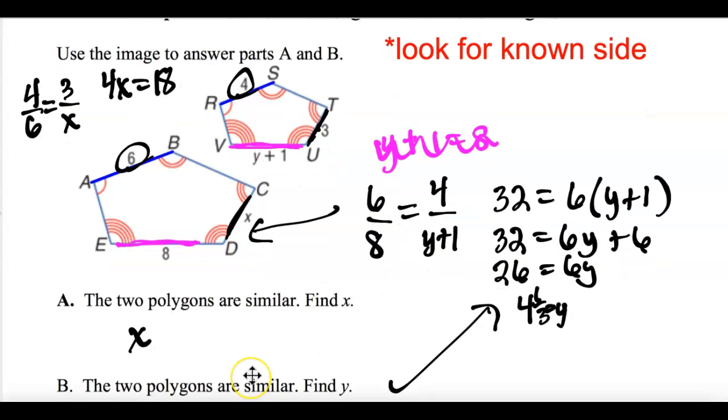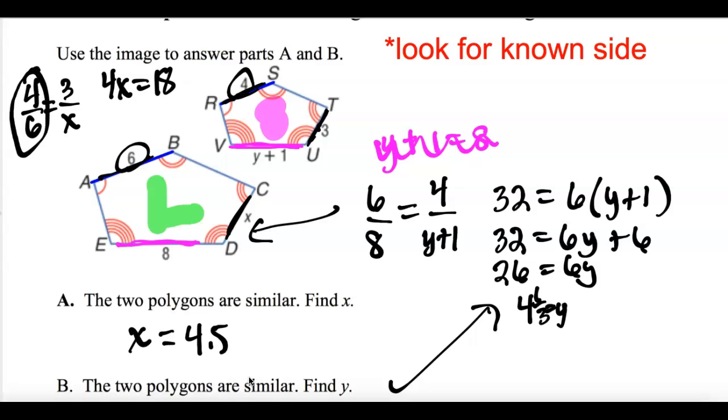So x is 4.5. Now some people will often ask, well, how do you know what goes on top or what goes on the bottom? So when you're picking the sides, okay, I'm going to call this the large shape, and I'm going to call this over here the smaller shape. And then when I look at what I'm choosing, both the 4 and the 6, they were corresponding but on opposite parts, and these were in the same figure.